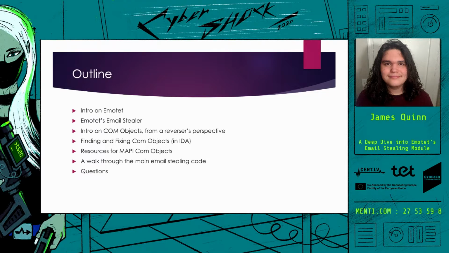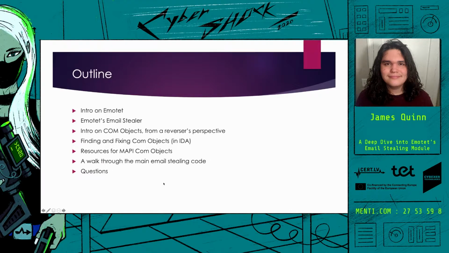Then I'm going to give an intro on COM objects, mainly from a reverser's perspective, which is going to be a lot briefer than the programmer's perspective, because I don't actually need to use COM objects. I just need to know what they look like at the assembly level. I'm also going to walk you through how you can find those COM objects that aren't found in IDA, how you can fix them manually, and how you can also fix them automatically through IDA.